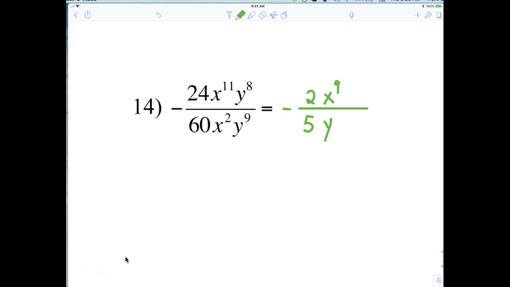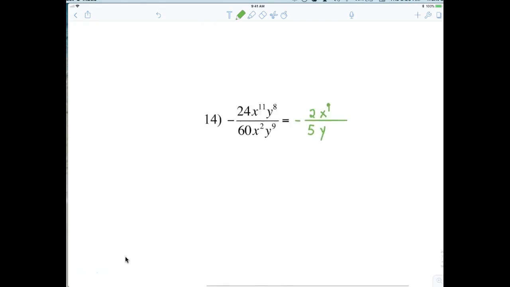Any questions? How many are on the top, Connor? How many x's on the top? 11. How many on the bottom? Oh, yeah. So if you cross 2 of them out, how many do you have left? That's right, 9, because 11 minus 2 is 9. So that's why it's x to the 9th on the top. How many y's can you cross out? 8. So how many are left on the top if you take 8 away? That's correct, none. How many are left on the bottom? There you go. That's that simple.